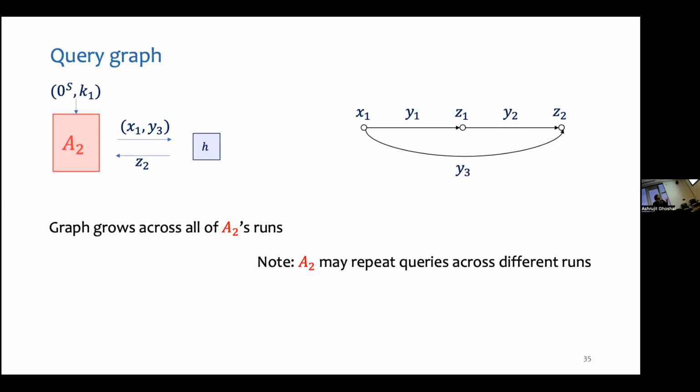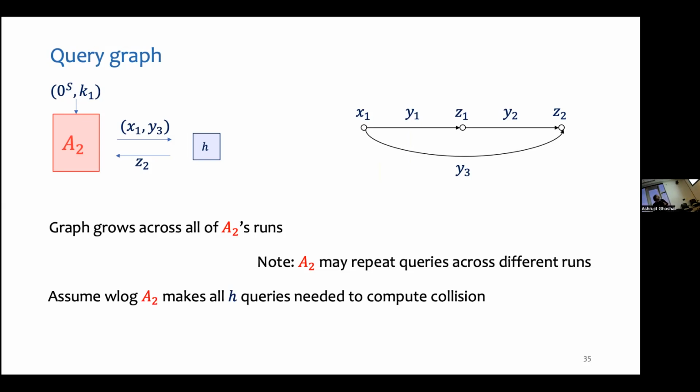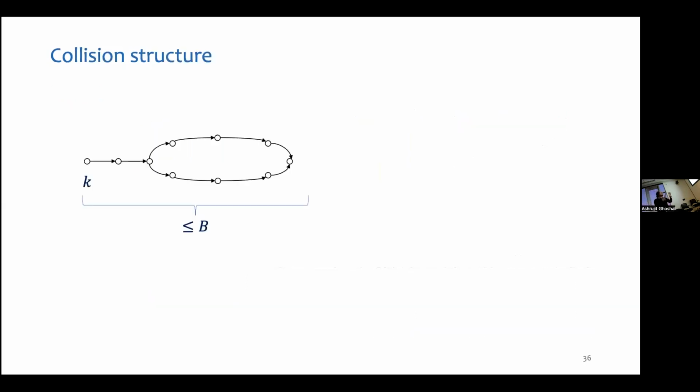Here, I note that the adversary might repeat queries across different runs. For a single run, we might assume that it does not because it can simply remember answers, but across different runs, queries might be repeated. Additionally, we'll assume that if the adversary outputs a particular message as its collision, it has made all the queries it needs to compute the Merkle-Damgård evaluation of both the messages. So, assuming this, let's look at how B-block collisions actually look in this query graph.